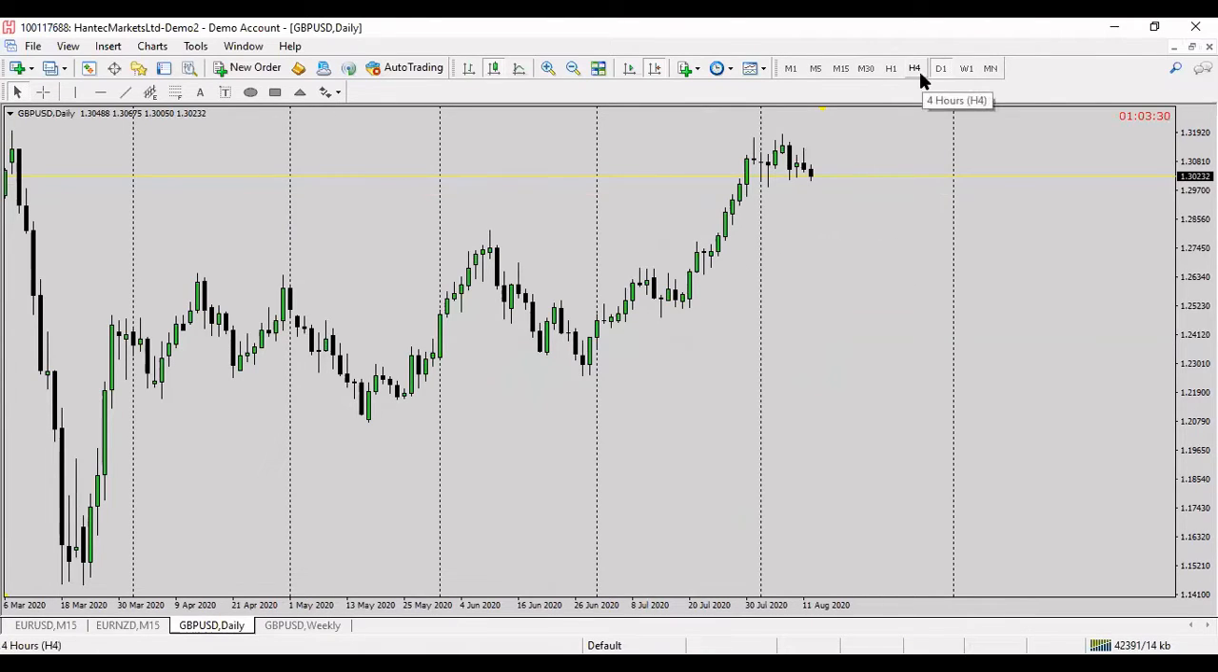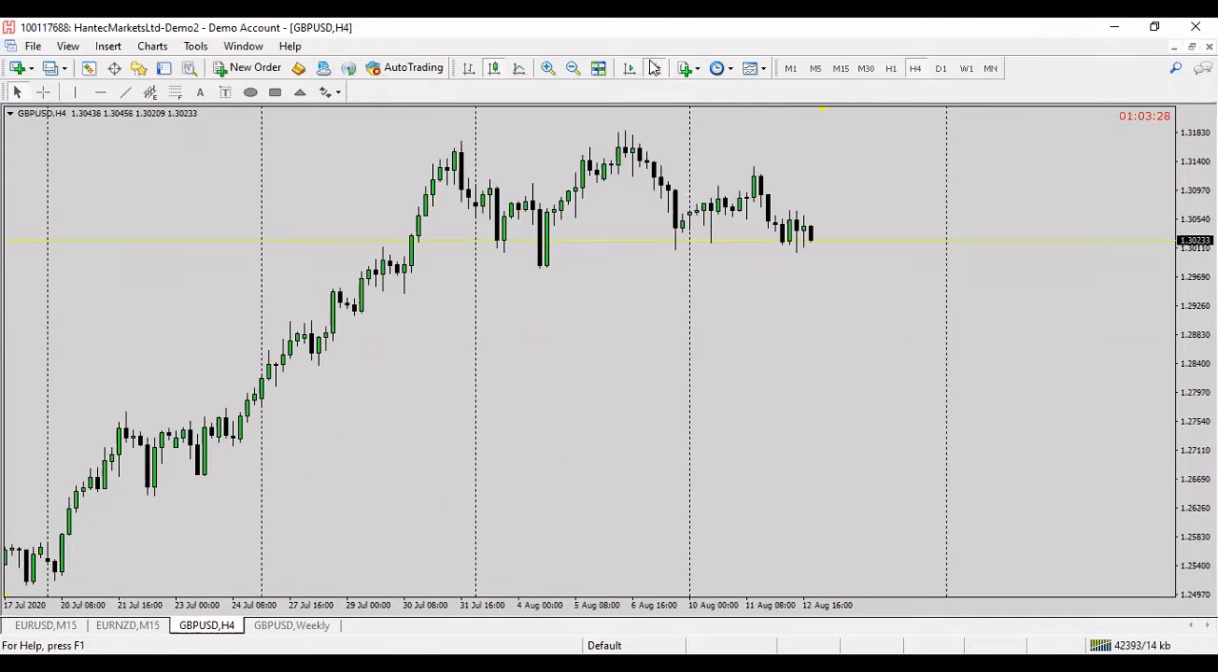Then the weekly cycle is on the 4-hour chart. From one period separator to the other is 1 week. So this week's price action is still forming. This was last week, and this was the week before.